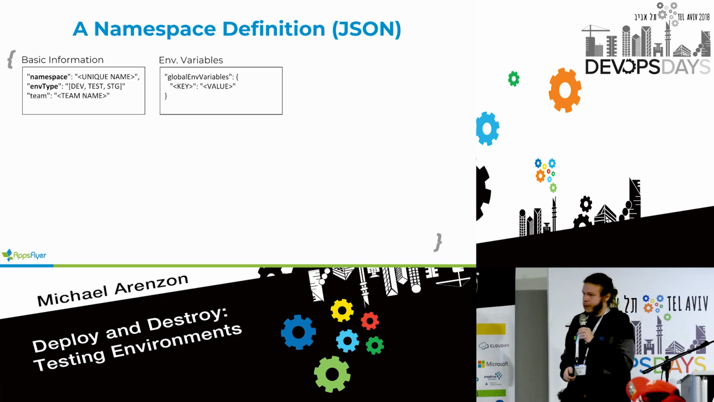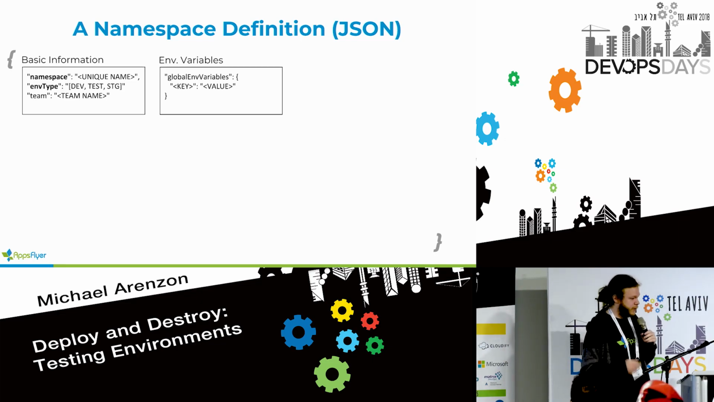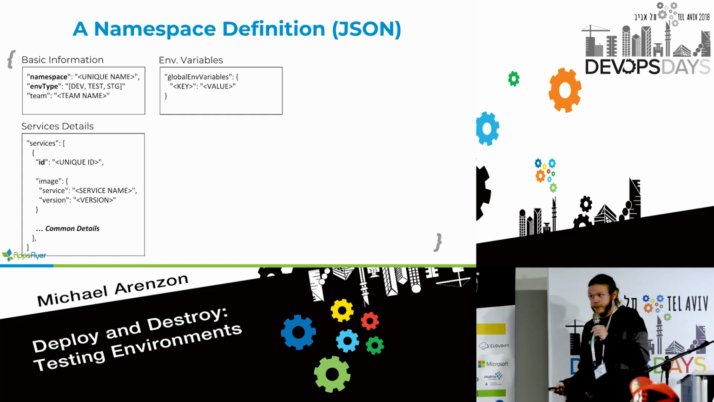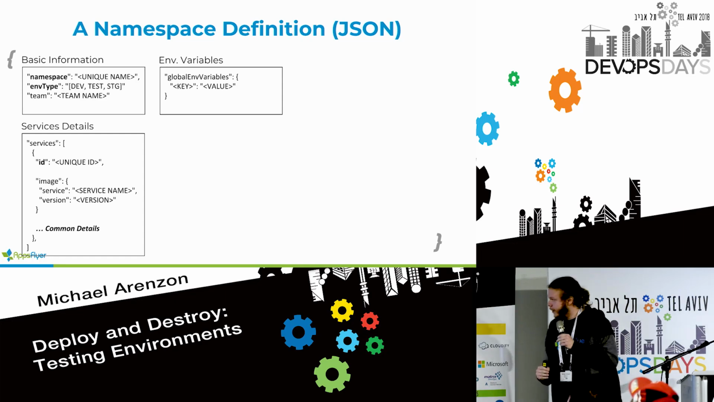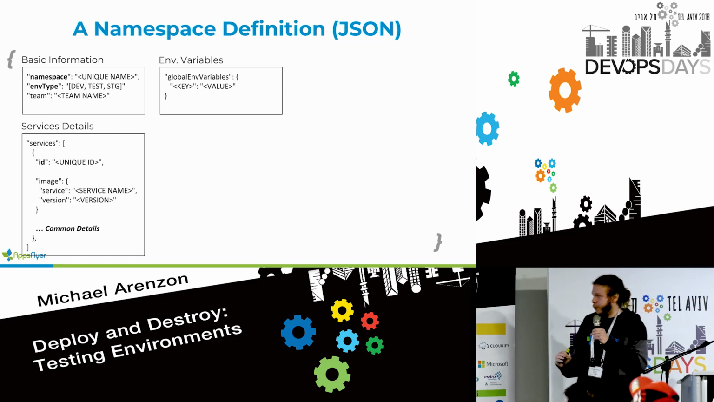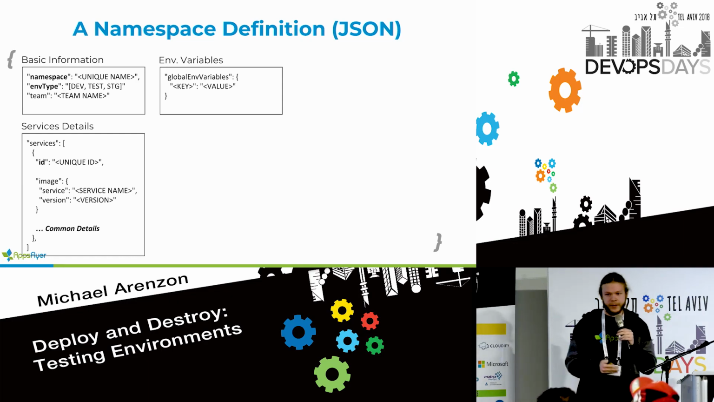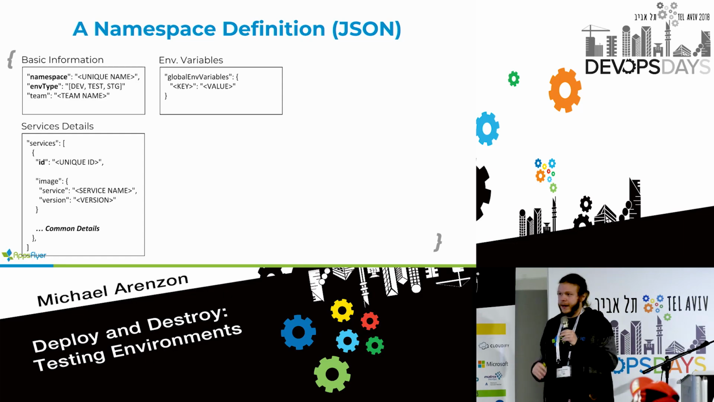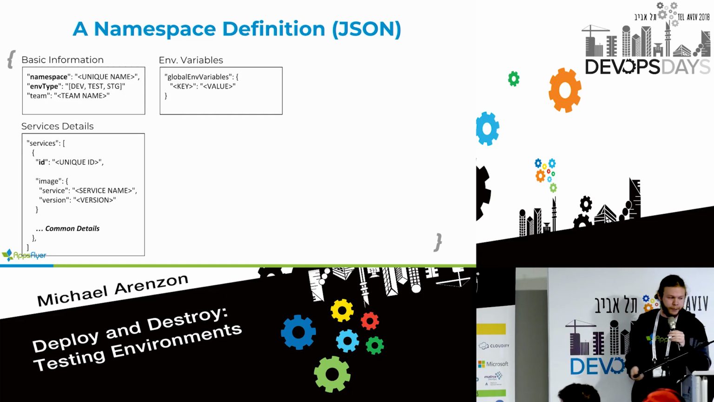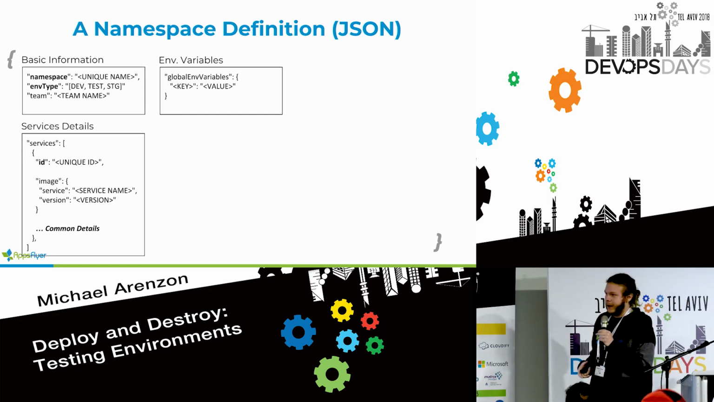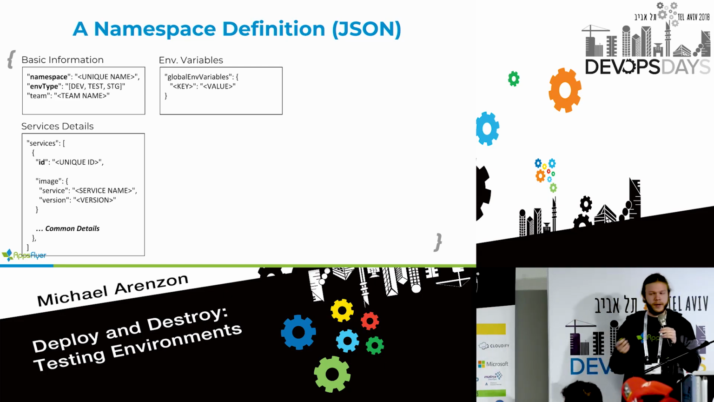And then we have the environment variables, which we can inject to override configuration or other stuff if we want. We have the service details. That's the way we describe which services we want to have as part of the environment. So we have the ID, image, and common details, which I'll explain a bit later. The ID is the unique identifier of that service, of that app in the environment. The ID helps us to communicate and distinguish between different apps in the environment. Image is the spec of how we describe which application we even want. So it can be the service name and the version.